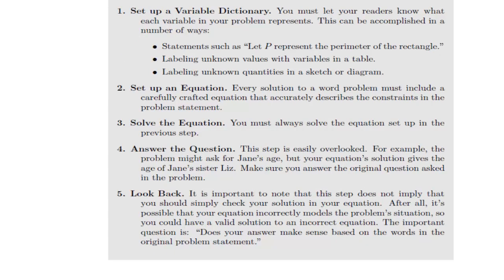Requirements for word problem solutions. 1. Set up a variable dictionary. You must let your readers know what each variable in your problem represents. This can be accomplished in a number of ways. Statements such as, let P represent the perimeter of the rectangle, or labeling unknown values with variables in a table, or labeling unknown quantities in a sketch or diagram.